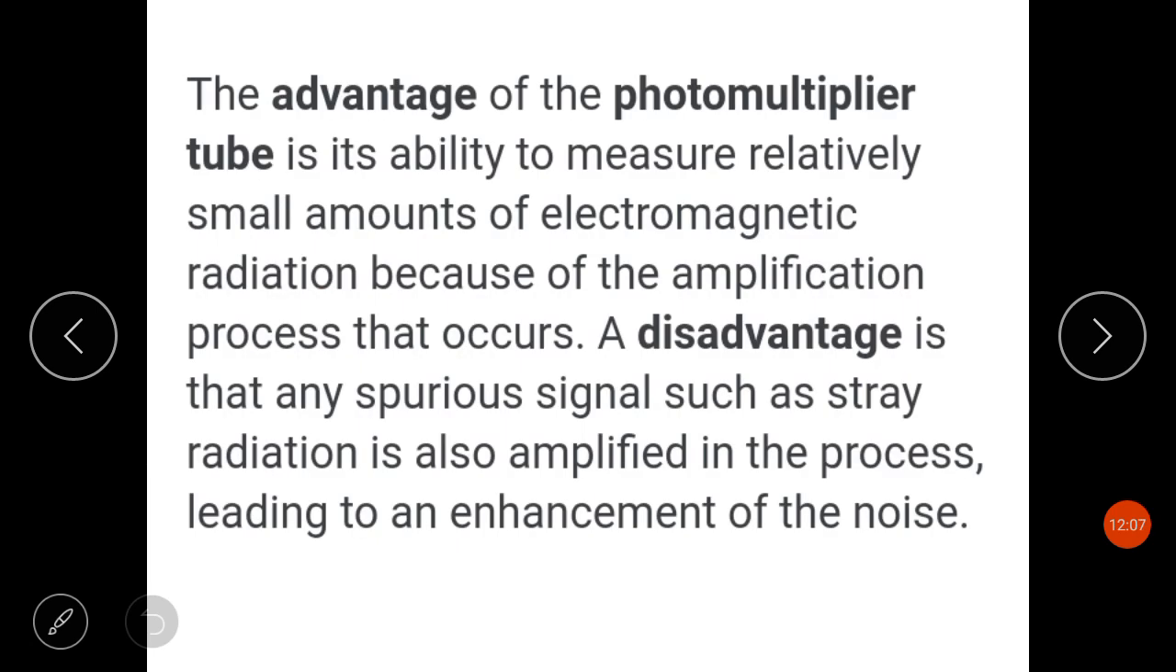Now, the advantage of photomultiplier tubes, as I have told you, is that since the photomultiplier tube has very high sensitivity, it can detect very low levels of luminous light intensity. The disadvantage is that it can amplify stray radiation, that is spurious signals, even very low level stray radiation, which may lead to enhancement of noise.